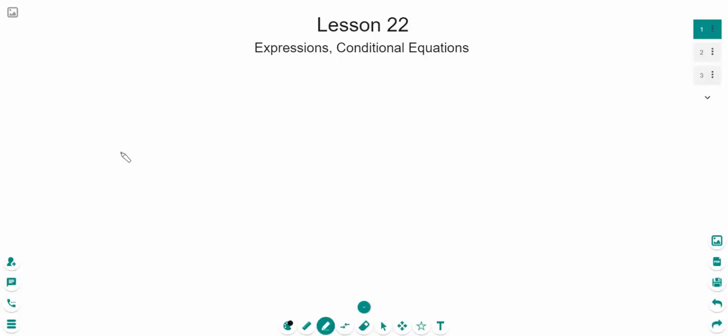All right, today we're talking about expressions and conditional equations. This is going to be the basis for a lot of problems that we're going to have throughout the year. So this is an important lesson today. So to begin with, let's start talking about expressions.